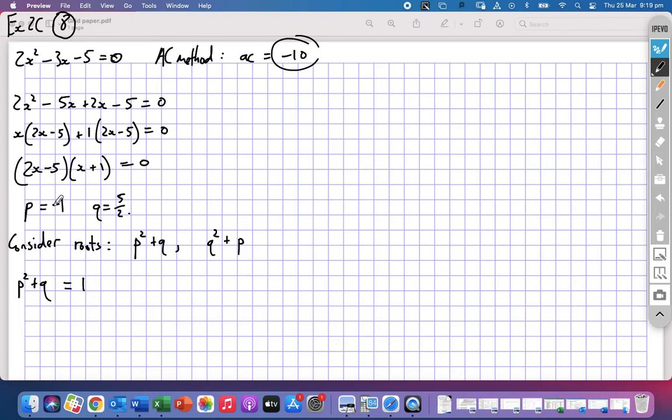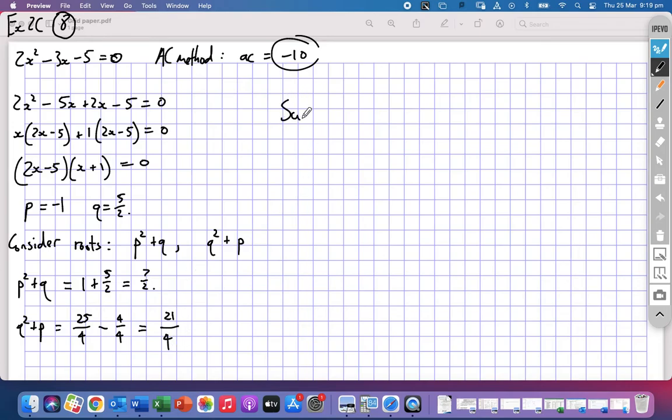P squared would be minus 1 squared, which is 1, plus q. So that will be 7 on 2. Q squared plus p, that would be 5 on 2 squared, which is 25 on 4, then plus p, so that's minus 1. I'm going to write the 1 as 4 on 4, so I can do this fraction subtraction easily.